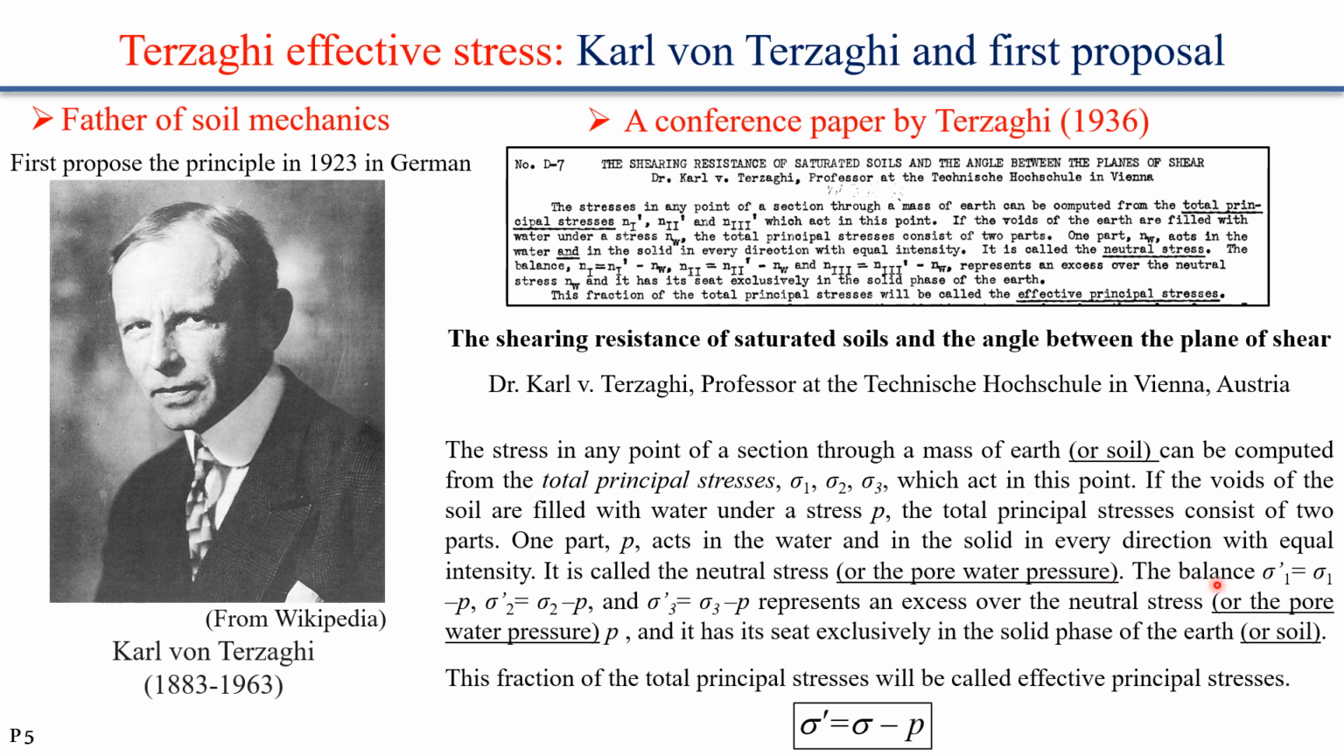The balance, sigma 1 prime, 2 prime, and 3 prime, represents an excess over the neutral stress, or the pore water pressure p. And it has its seat exclusively in the solid phase of the earth or soil. This latter fraction, the balance of the total principal stresses, will be called effective principal stresses, which takes the simple form as below: sigma prime equals sigma minus p.